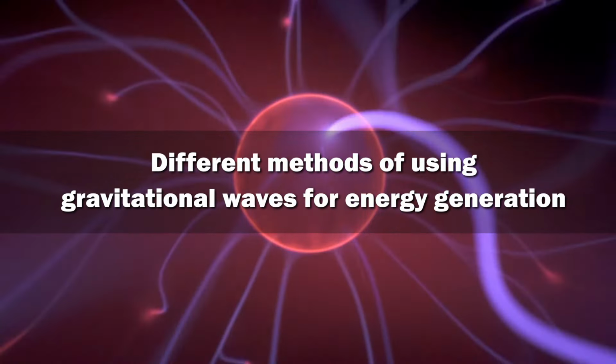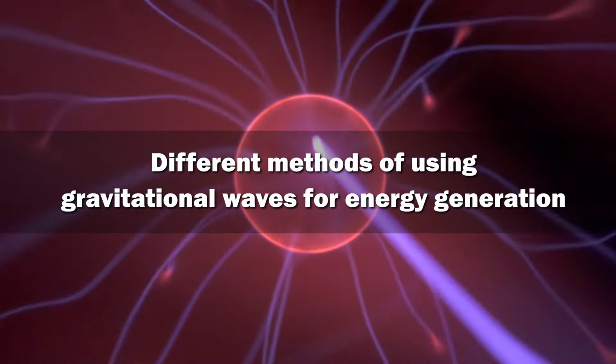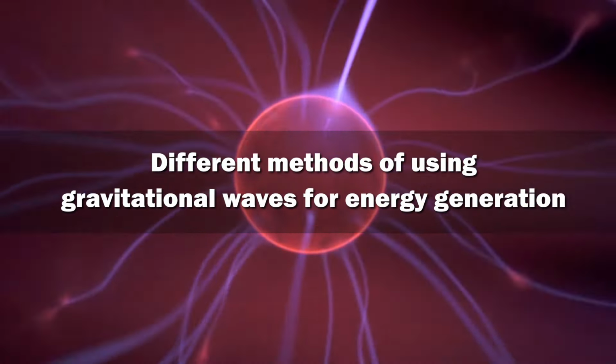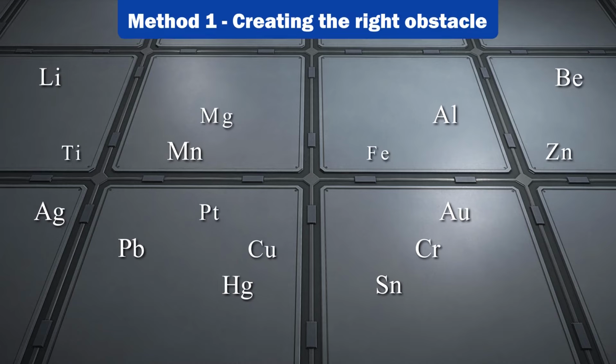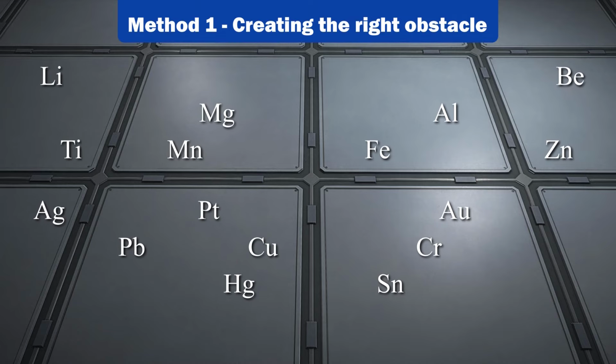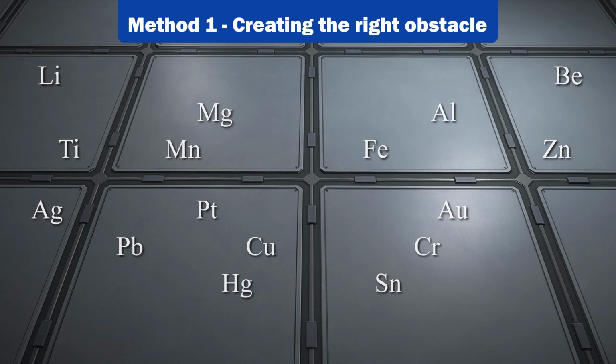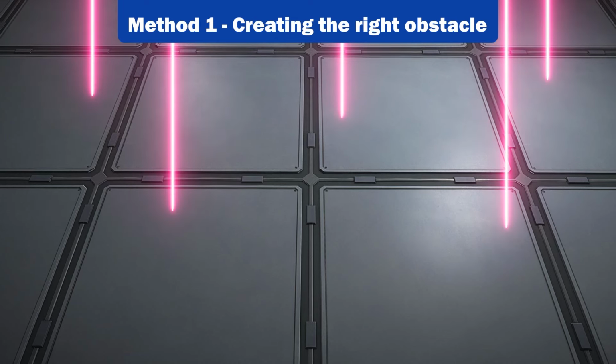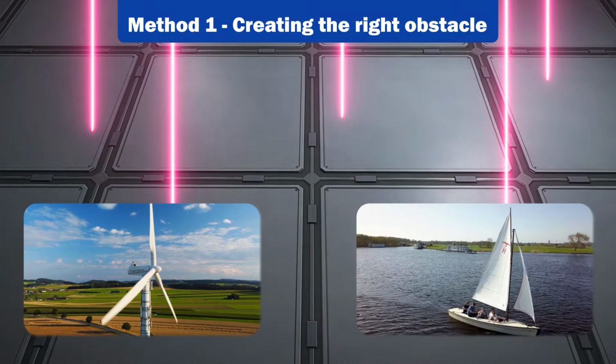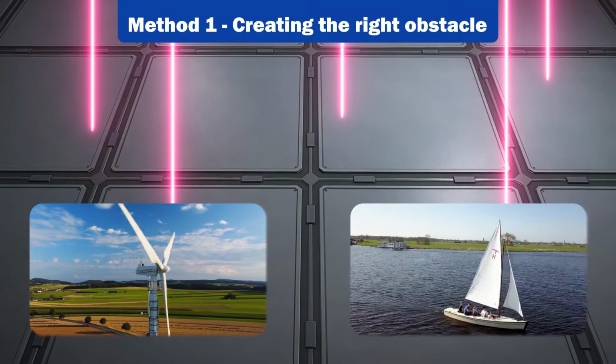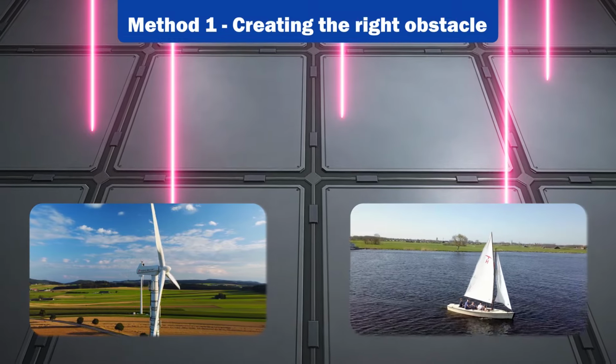Different methods of using gravitational waves for energy generation. First method, creating the right obstacle. Using metal alloys, a plate can be created so that the force lines are able to impulse these plates and generate energy while passing, such as the wind that strikes turbines and sails.